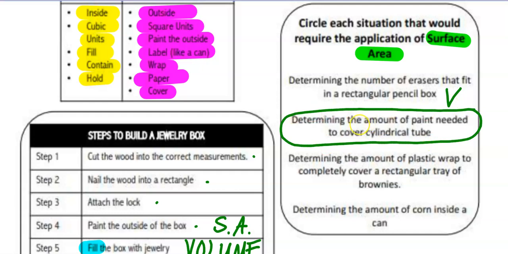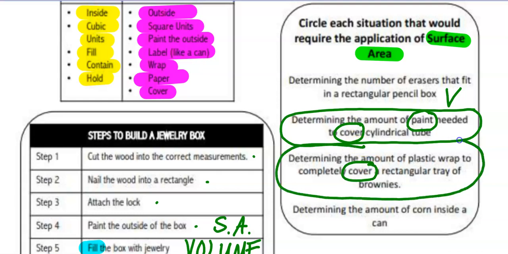And our keywords, we have some words here. We have cover, and we're painting something. Typically when you paint something, it's going to indicate surface area because you paint the outside. The next one, determining the amount of plastic wrap to completely cover some brownies. Okay, you're just going to cover the surface, and so cover would also be surface area. The last one, we have determining the amount of corn inside. Again, we've got that word inside. So we're not just putting the corn on the outside of the can. It's not just on the edges. It's actually inside the can. So this is going to be volume.